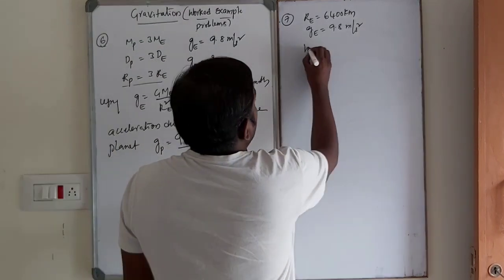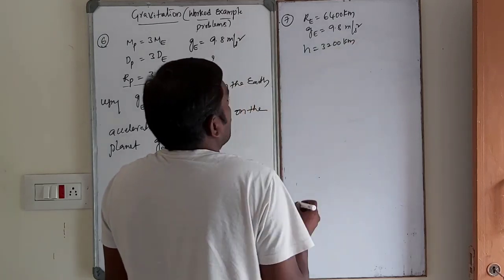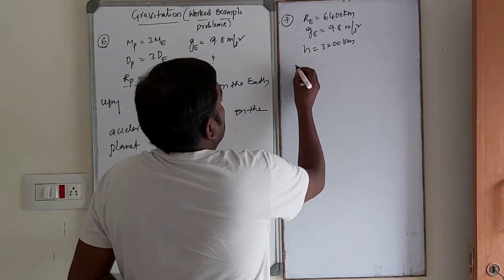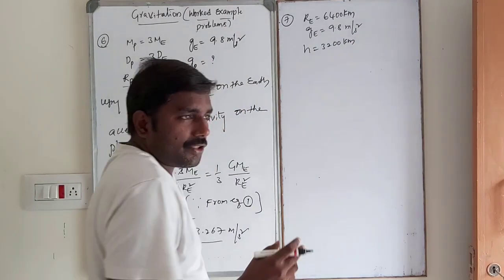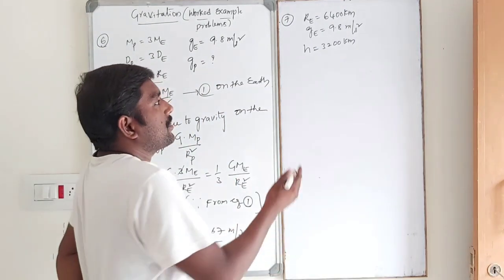So what is the H value given? 3200 kilometers. Okay. So what is the relation between acceleration due to gravity and altitude? Altitude means above the earth's surface.